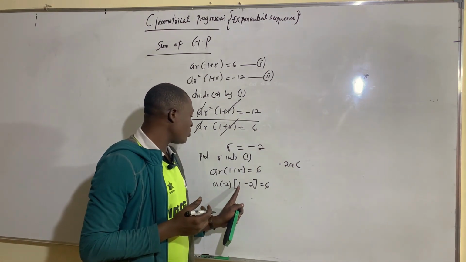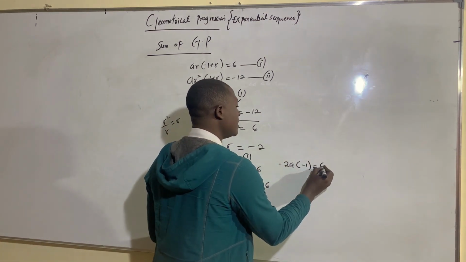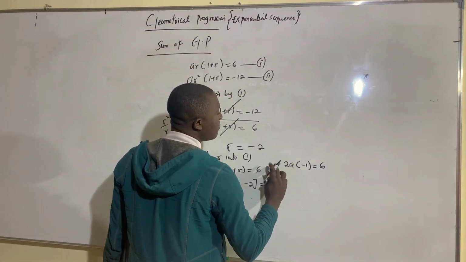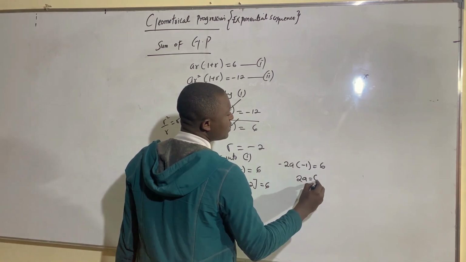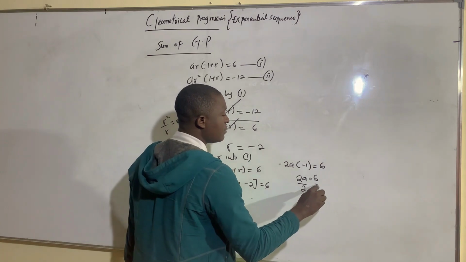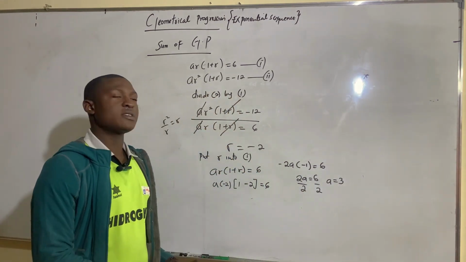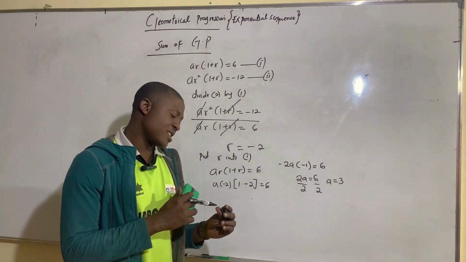So now 1 minus 2, of course, we have minus 1, equal to 6. So we can see this is negative and this is negative, and minus times minus, we know that is going to be plus. And we have 2A equal to 6. So divide both sides by 2, since I'm looking for A, meaning our A is equal to 3. So that means the first term is 3 and the common ratio is minus 2.